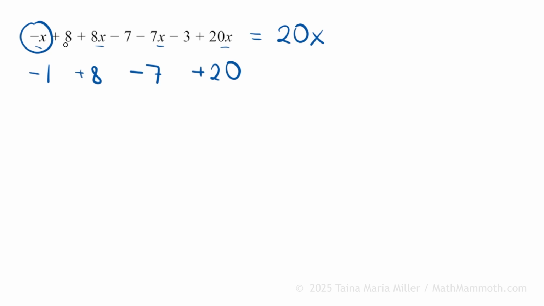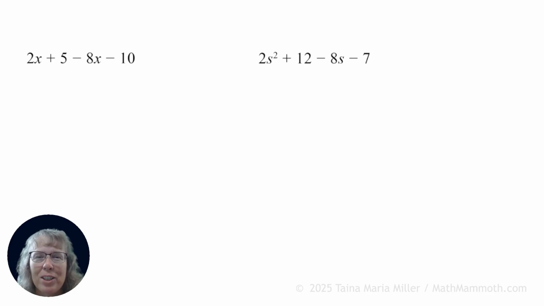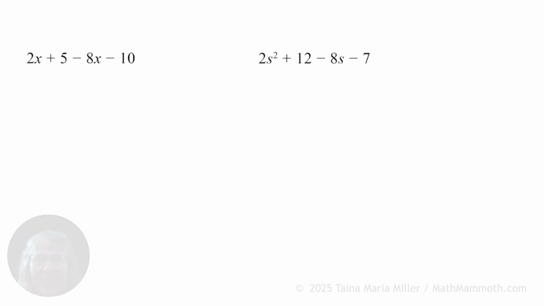And then we have these constant terms. There's 8, subtract 7 or add negative 7, either way, and this one here. So 8 minus 7 is 1, minus 3 is minus 2 or negative 2, like that. So that's how this whole expression now simplifies to 20x minus 2. Some more. Look at those yourself and try to do the work yourself. Simplify them.